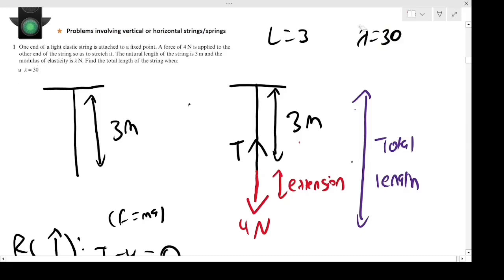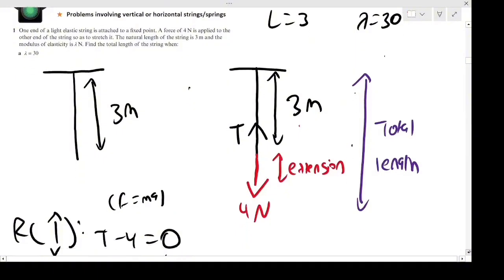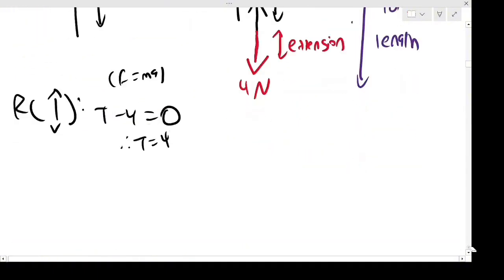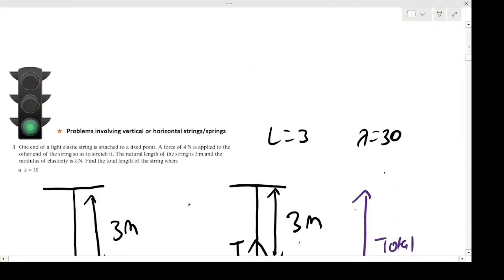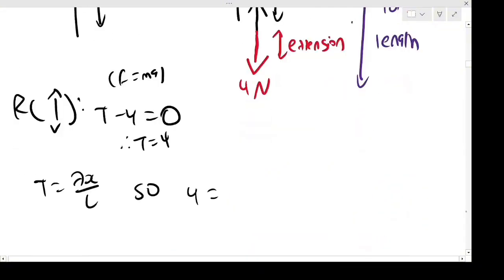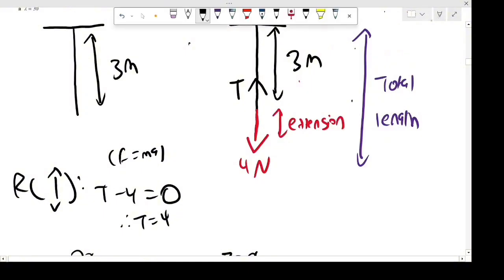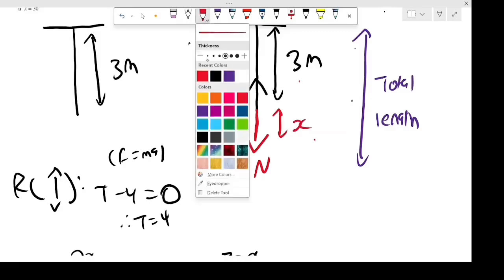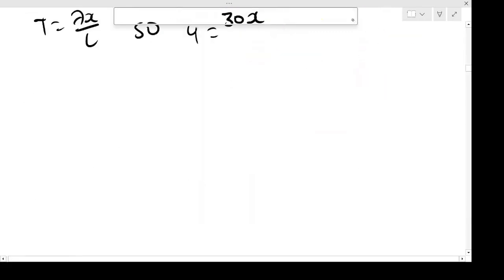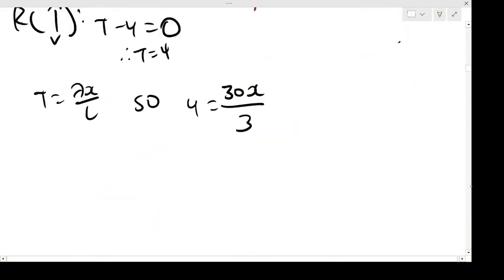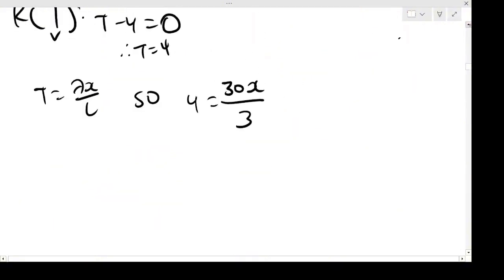So I'm going to go back to this. T is 4. Now we're going to use Hooke's law. So T is lambda x over L. This is Hooke's law. So T is 4, lambda, my modulus of elasticity, is 30, times x. Remember x is my extension. So actually, this length in red is x. That's the extended part of the string, so I'm going to call that x. Then I'm going to divide by my natural length, which again is 3. From this I can find x, my extension.